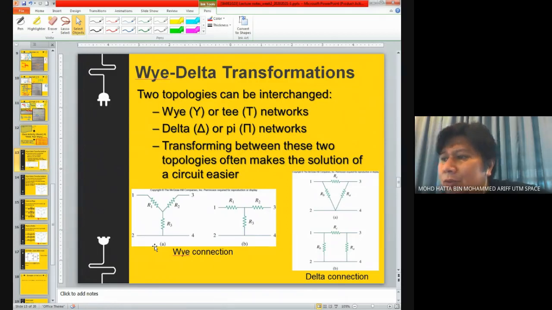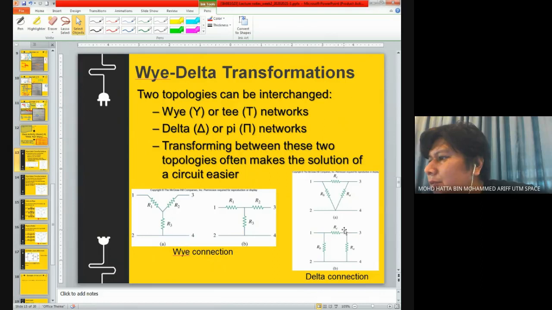Y network, if you look at here, can be drawn like this, like a slingshot, or sometimes drawn like this, like T. Okay, T. This is known as Y connection, or Y or T networks. For delta, delta means you have like a triangle network, like this triangle connection, triangle connected resistors, or triangle connected elements. So this is known as delta network.